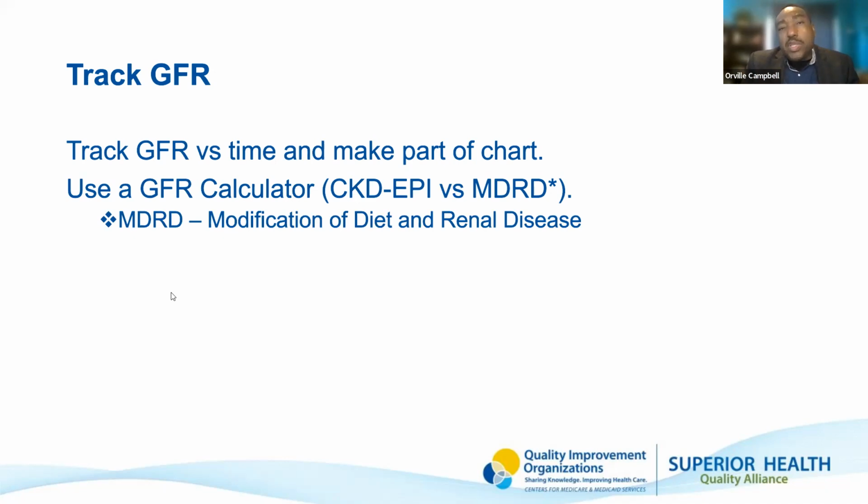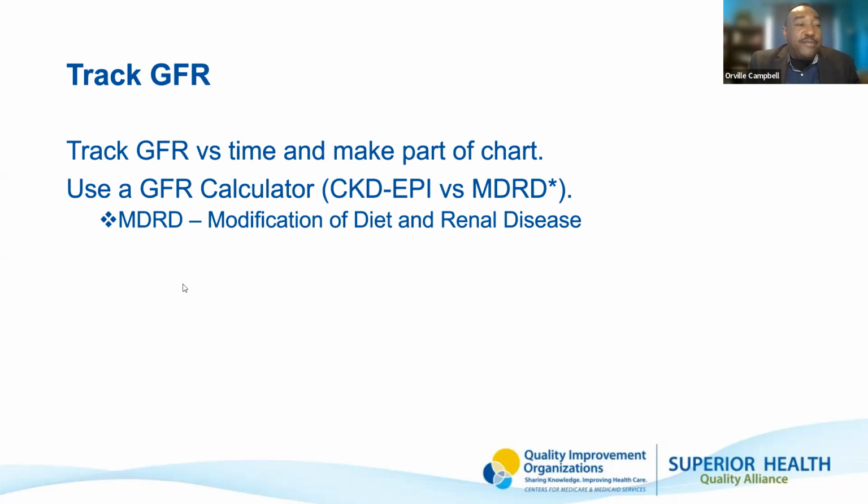With the MDRD equation, neither of them, we're no longer doing race adjustments, because when you look at Blacks and African Americans, it can hurt them in terms of tracking their GFR, the accuracy of that GFR, and also may delay them being listed on the transplant list because it may overestimate their eGFR. So the CKD-EPI equation is superior, it's more accurate.